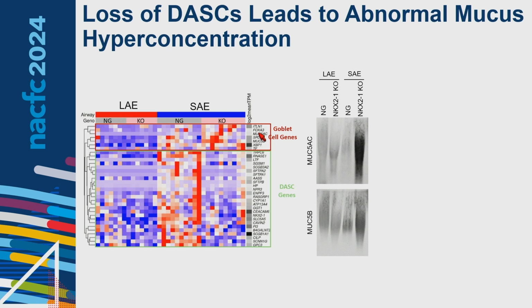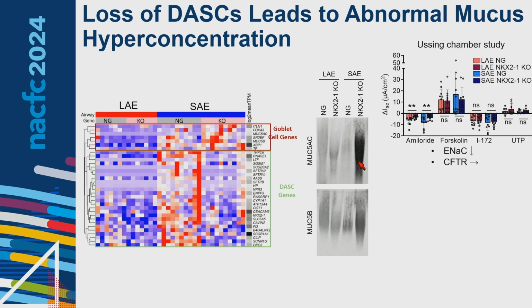And as you can see, the NKX2.1 knockout sample has more MUC5AC than the negative guide. And the large airways were relatively unaffected by the knockout. MUC5B also increased, but it was a slighter difference. And then to further understand just how the mucus and the membrane are affected, we did an Ussing chamber study to look at the electrophysiological properties of the mucus and the membrane.